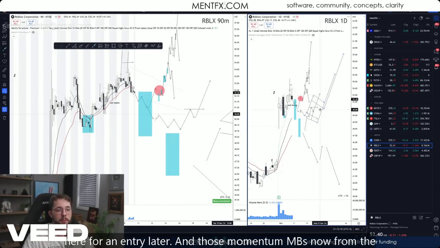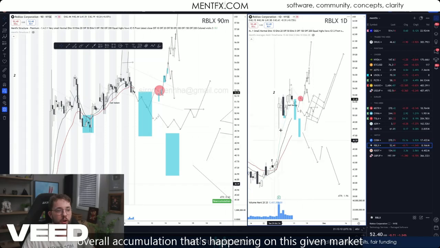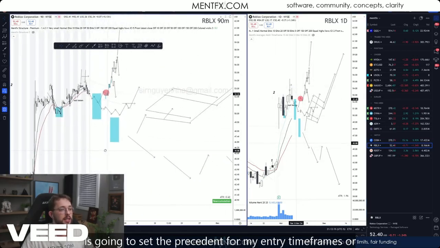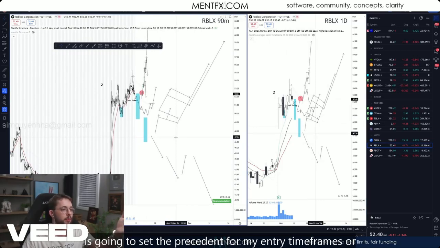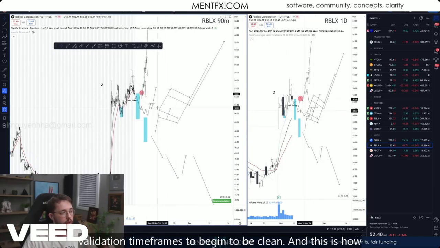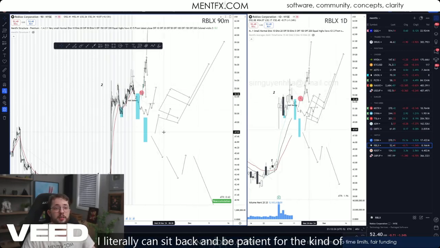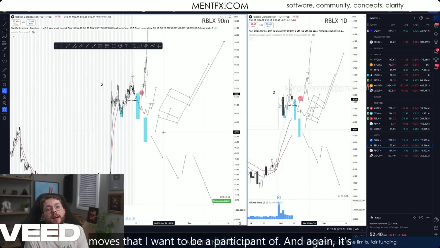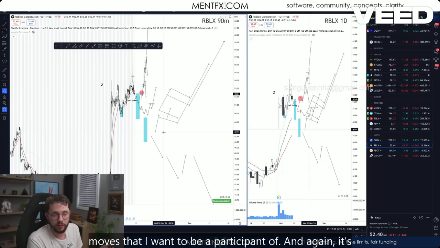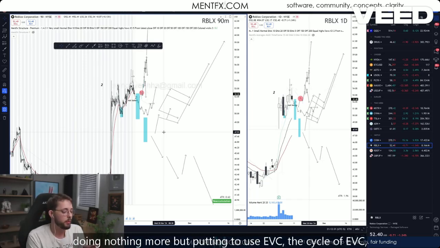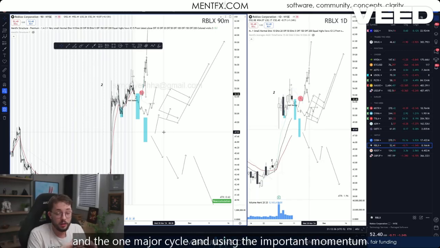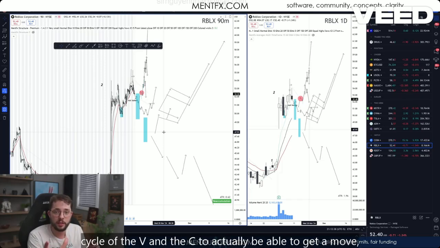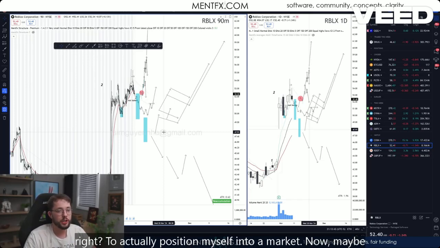And those momentum MBs, from the overall accumulation that's happening on this given market, are going to set the precedent for my entry timeframes or validation timeframes to begin to be clean. And this is how I literally can sit back and be patient for the kind of moves that I want to be a participant of. And again, it's doing nothing more but putting to use EVC, the cycle of EVC, and the one major cycle, and using the important momentum cycle of the V and the C to actually position myself into a market.